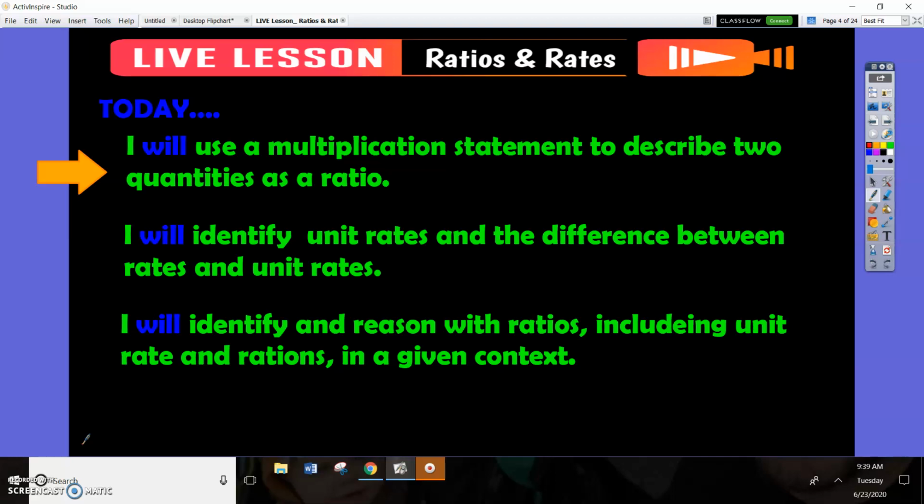I will use a multiplication statement to describe two quantities as a ratio. I will identify unit rates and the difference between rates and unit rates. And I will identify and reason with ratios, including unit rate and ratios in a given context.